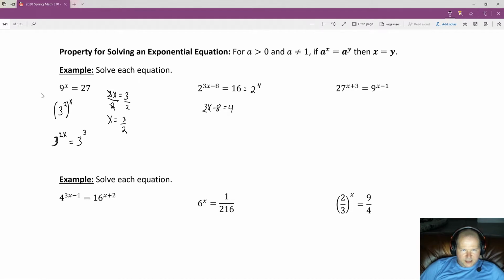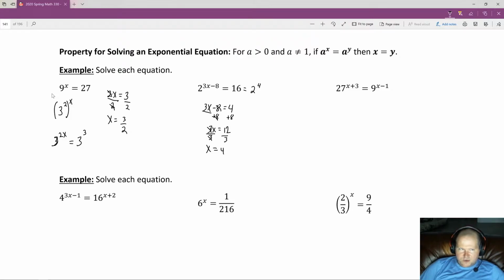All right, let's solve this. We're trying to get the variable term, 3x, by itself. So we undo the subtraction of 8 by adding 8, and whatever we do to one side, we do to the other. We end up with 3x is equal to 12. We undo the multiplication of x by 3 by dividing by 3, and we end up with x is equal to 4. Awesome.